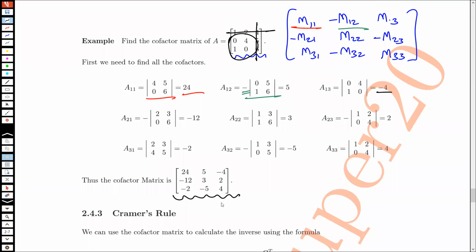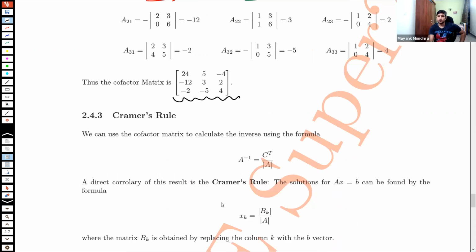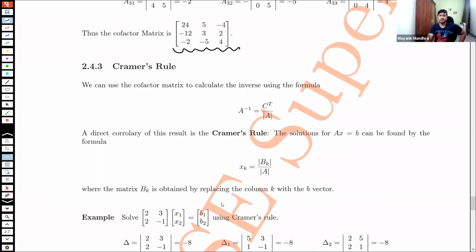Sir, but what is the use of finding this? Like, where can it be used? Yeah, so that's what I'm coming to. So this Cramer's rule here.